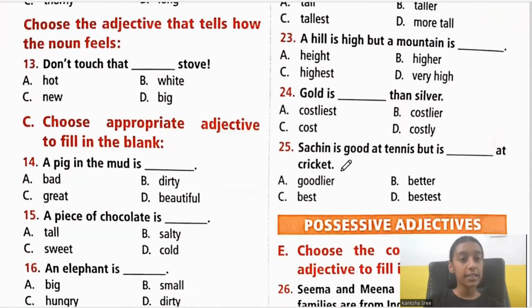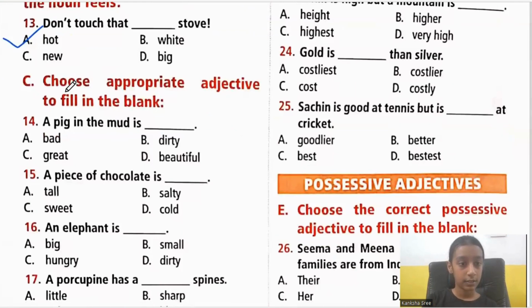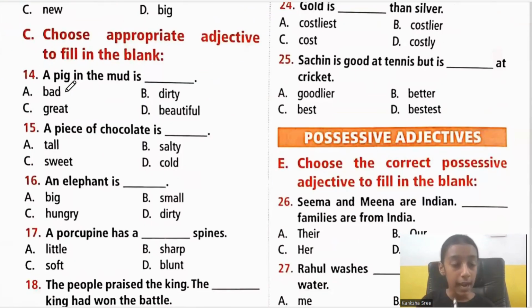Choose the adjective that tells how the noun feels. Okay. 13th one. Don't touch that dash stuff. Hot stuff, white stuff, new stuff, or big stuff. It is hot stuff. So it is option A. Next. Choose appropriate adjective to fill in the blanks. 14th one. A pig in the mud is bad. No, you can't judge a pig by the place it is, isn't it? The pig in the mud is dirty. Might be. It is great. No. Is it beautiful? No way. Disgusting. So it is B.